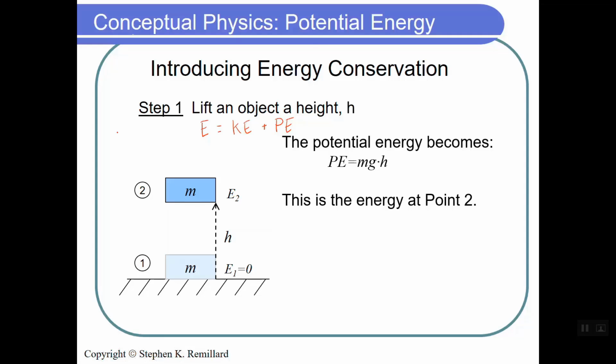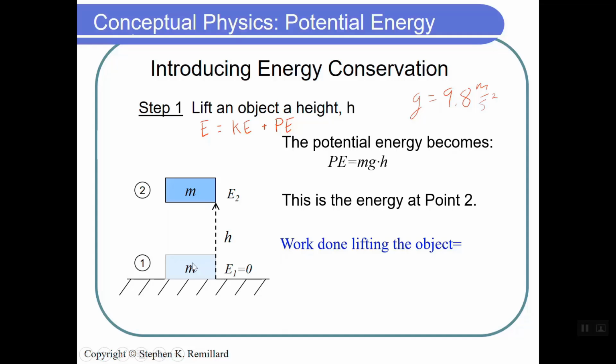Remember, little g is 9.8 meters per second squared. And so that's the energy at point 2. Here's a very important intermediate consideration. How did the box get from the floor to up here to point 2? You lifted it. How much force do you need to exert on that box to lift it?